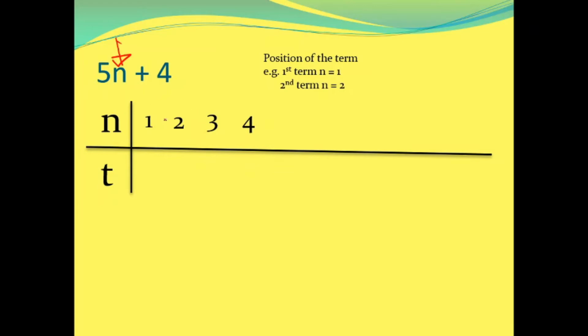My 70th term, n is going to be 70. So to work these out, it's 5n plus 4. So I have to do, for the first time, it's just 5 times 1 plus 4, which is 9. My second one is going to be 5 times 2 plus 4, 14, and 5 times 3 plus 4.